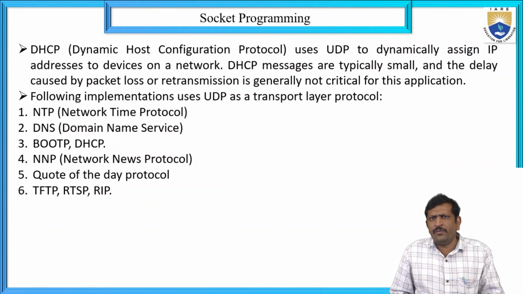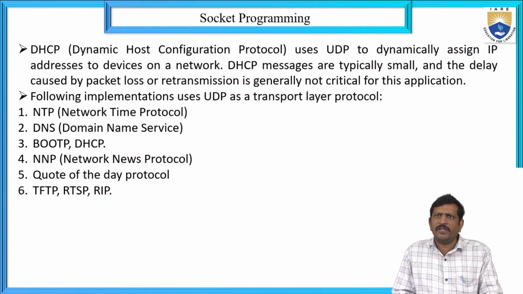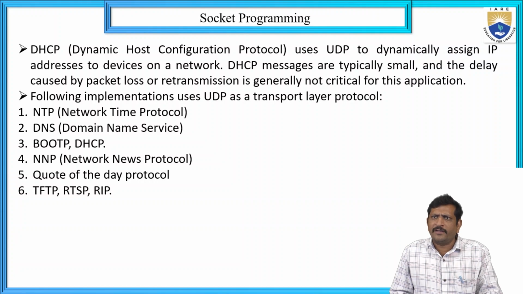Now, if you see, a number of implementations use UDP as a transport layer protocol: NTP, Network Time Protocol, DNS, Domain Name Service, BOOTP, DHCP, NNTP, Network News Transfer Protocol, TFTP, RTSP, RIP. So these are the implementations that use UDP as a transport layer protocol. These are all the implementations that can be utilized at the transport layer level.